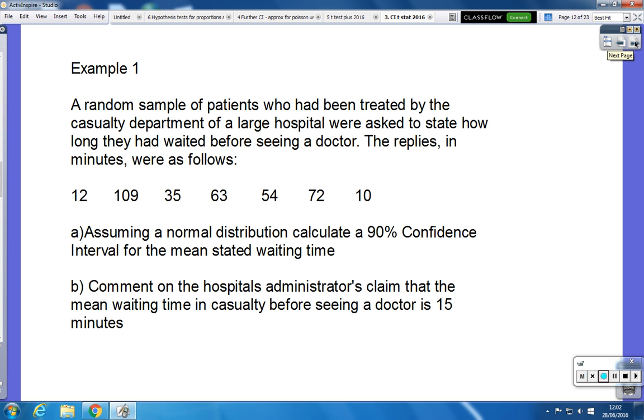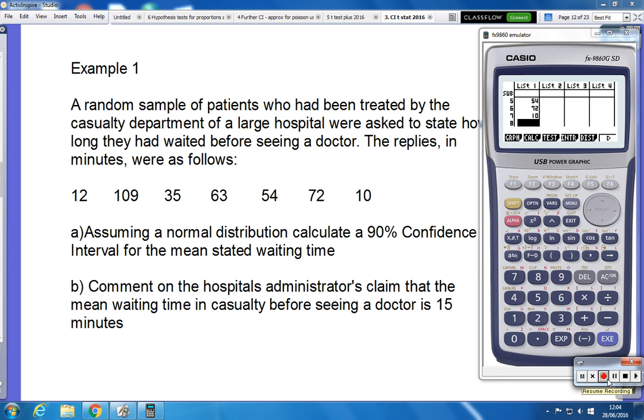So this is the first example. A random sample of patients have been treated, blah blah blah. Assuming a normal distribution, which you need to have, a normal distribution that's been randomly chosen or randomly picked. That's key, those are the assumptions. Do a 90% confidence interval. So I'll just upload the calculator.